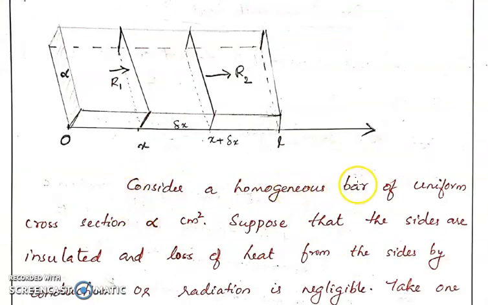Here we consider a homogeneous bar of length L with uniform cross section alpha centimeter square. That is, if we consider any cross section of this bar, its area must be equal to alpha. We also assume that the sides of this bar are insulated and the loss of heat from the sides by conduction or radiation is negligible.